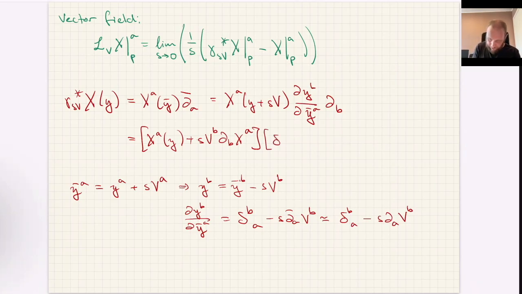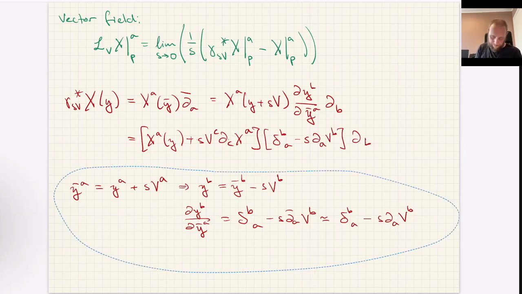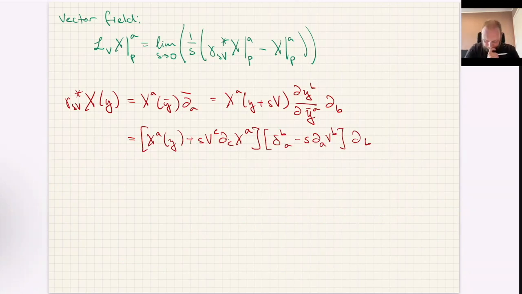I have delta BA. So B was a bad index here because I had B in some other terms. Let me use C instead. And delta BA minus S dA VB dB. Okay, so keeping just the linear terms here, well, the first leading term is XA delta BA dB. So that's just XA dA, right?